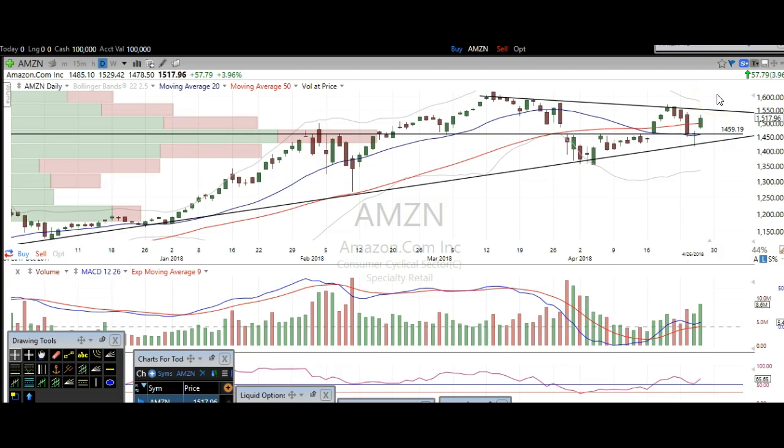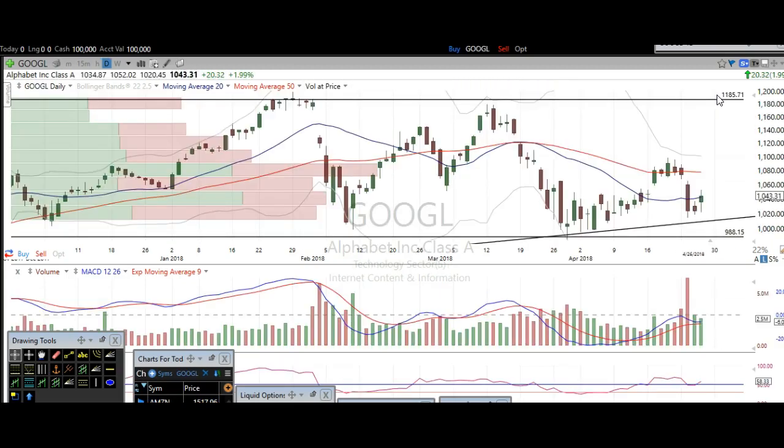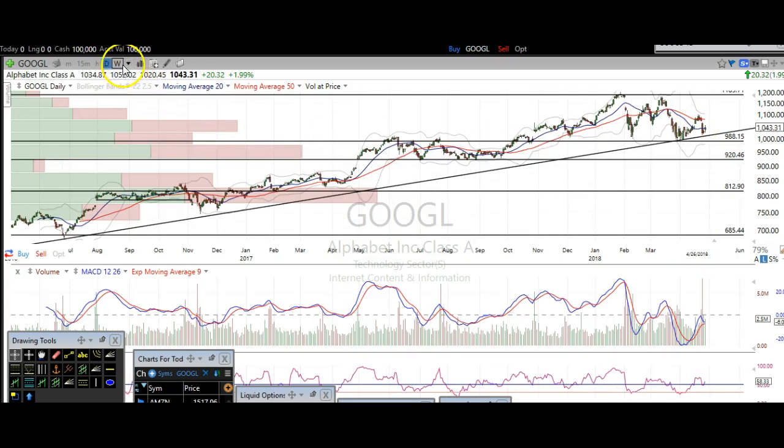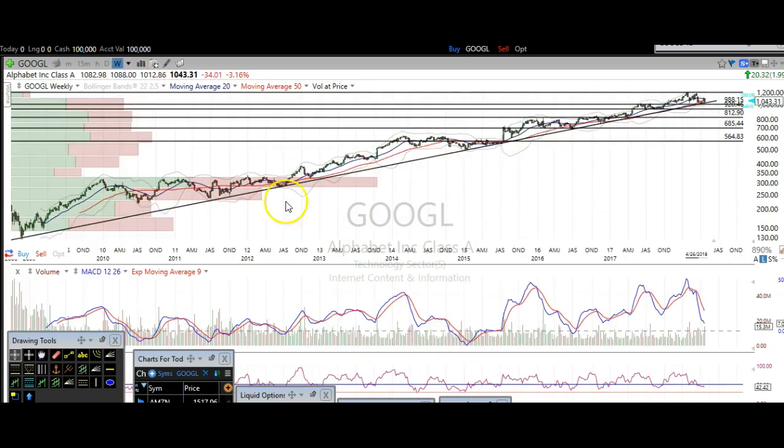So the next one that I want to take a look at is Google. Google here, I want to point out this is a major trend line. If you go back on the weekly chart, this goes back all the way to 2008. You can see this major uptrend line. This is honestly one of the better trend lines that exists out there right now in the market. It's just beautiful. It's gorgeous.